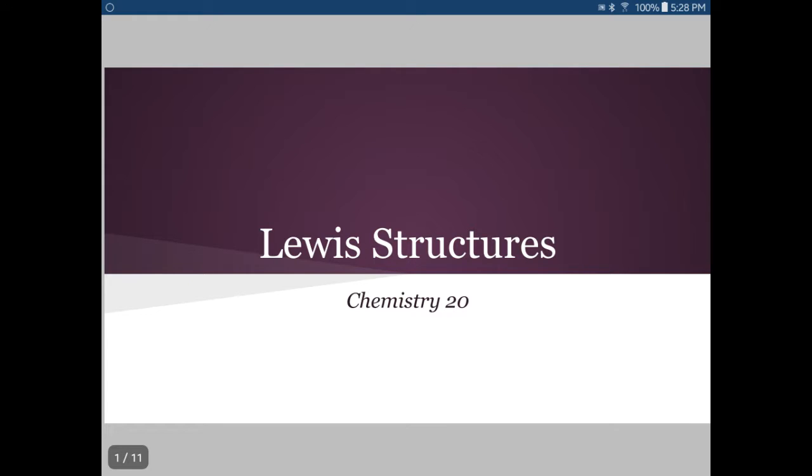Let's take a look at the next part of our chemical bonding unit in Chem 20. So what we are doing in this lesson is looking at something called Lewis structures. Now it will take a little bit of application of our knowledge of our previous lesson on bonding theory, so you should be pretty fresh on that content.